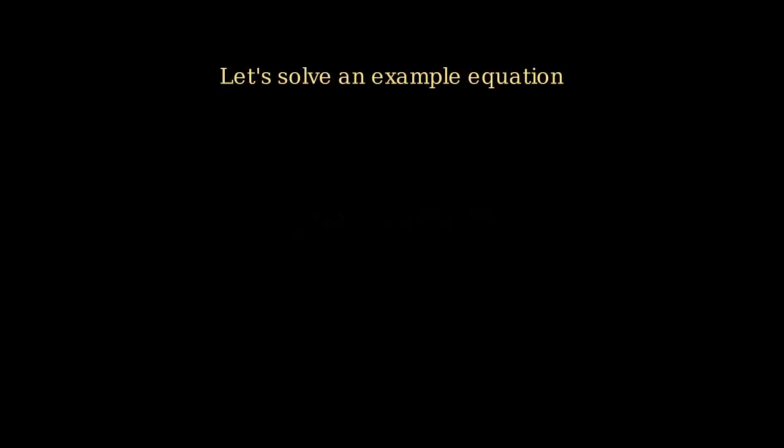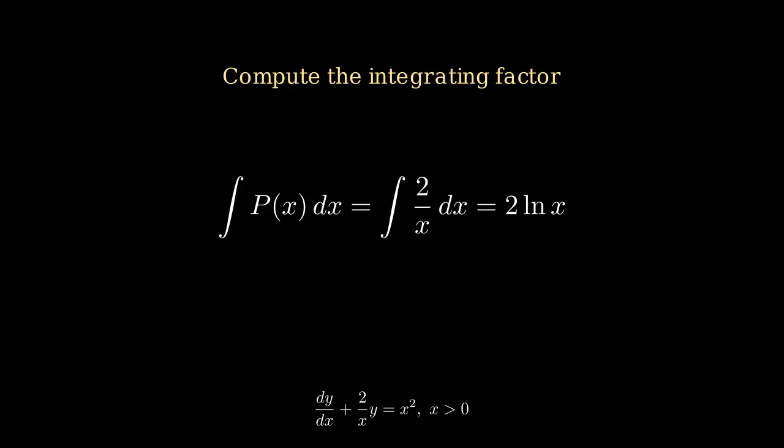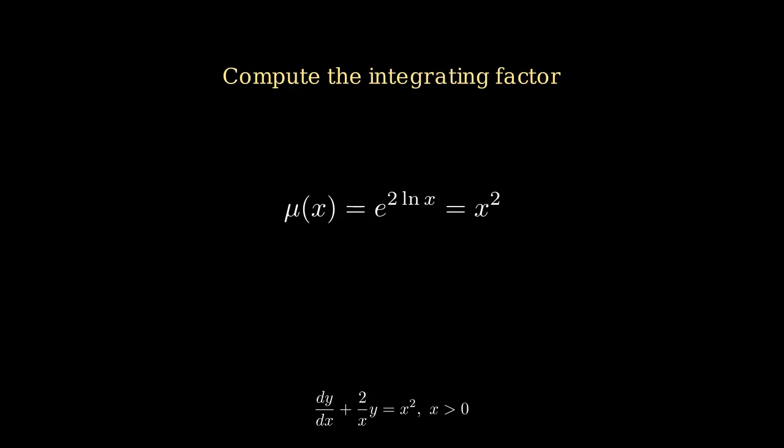Let's solve an example. The derivative of y plus 2 divided by x times y equals x squared for x greater than 0. Here the function multiplying y is 2 divided by x. The integral of 2 divided by x is 2 times the natural log of x, so the integrating factor is e to the power of that, which simplifies to x squared.